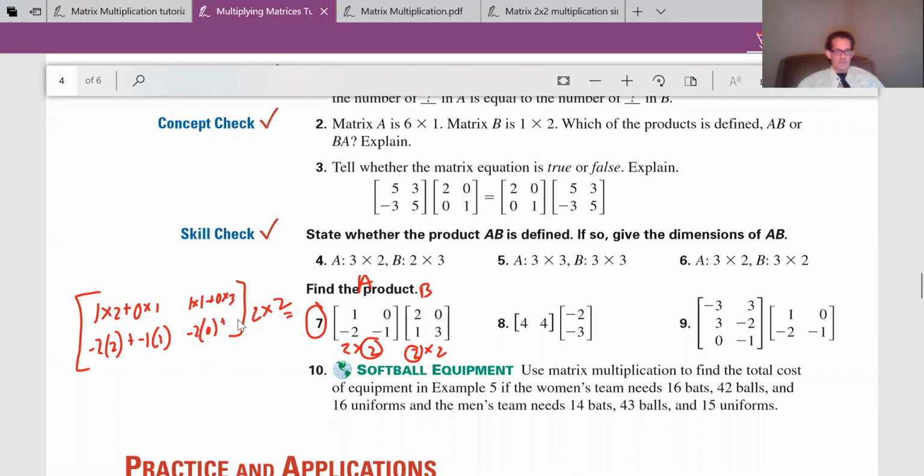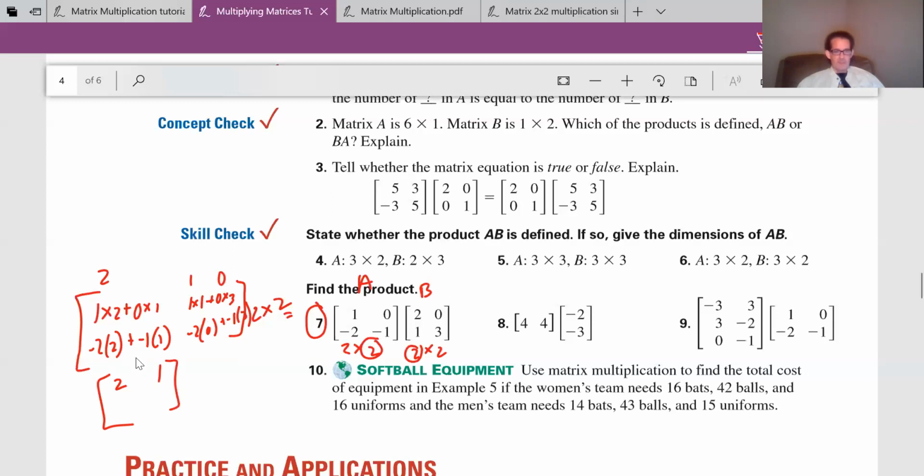Plus negative 1 times 3. Okay? So now I have to simplify it. I know 1 times 1 times 2 is 2, and 0 times 1 is 0. So my first number is going to be 2 right there. Then over here, I have 1 times 1 is 1, 0 times 3 is 0. So my next number is going to be 1.